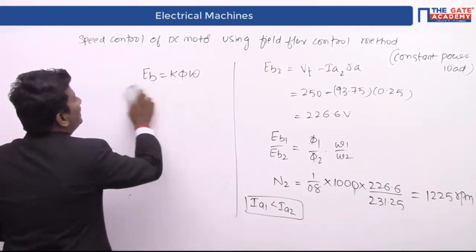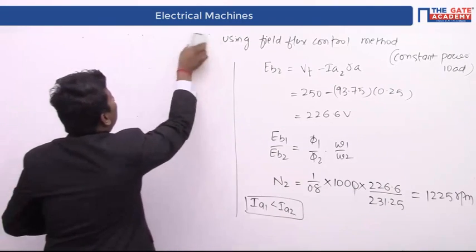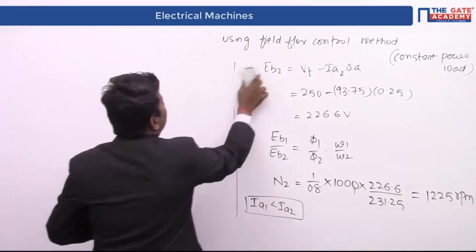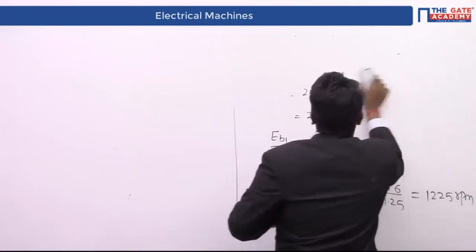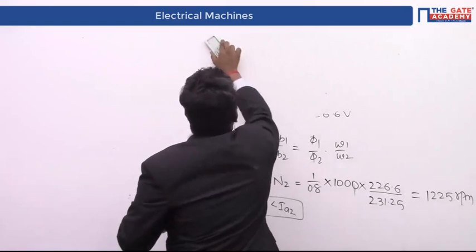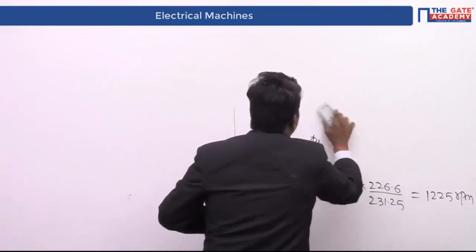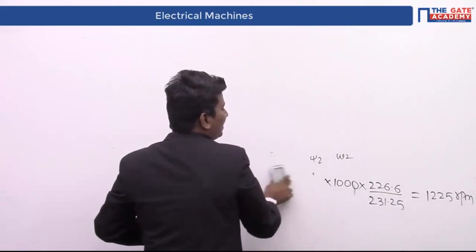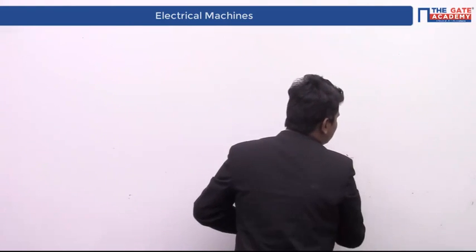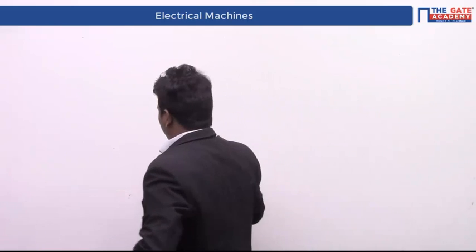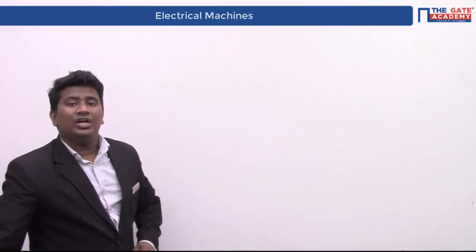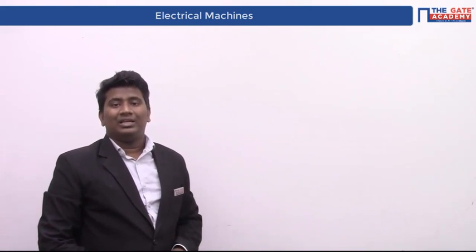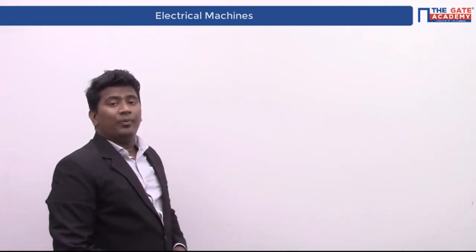So, how to find out the speed control method? How can you say that the constant field flux method is suitable for constant power applications? Because under steady state condition, your DC shunt motor field flux control method carries the same amount of armature current. You have to remember that important point.